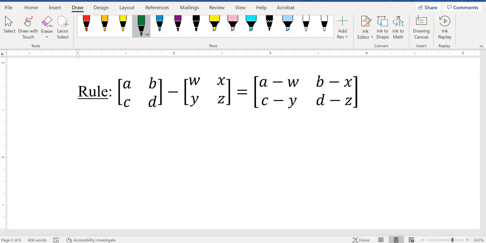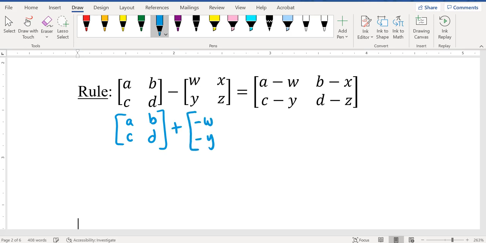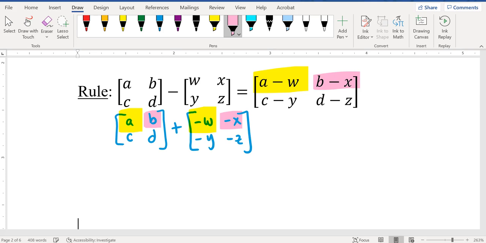So the rule, the matrices have to be the same size to be able to do matrix subtraction. If you do, you're literally adding matrix A plus the negative of matrix B. When you do that, you're going to have A plus negative W, B plus negative X, and so on.